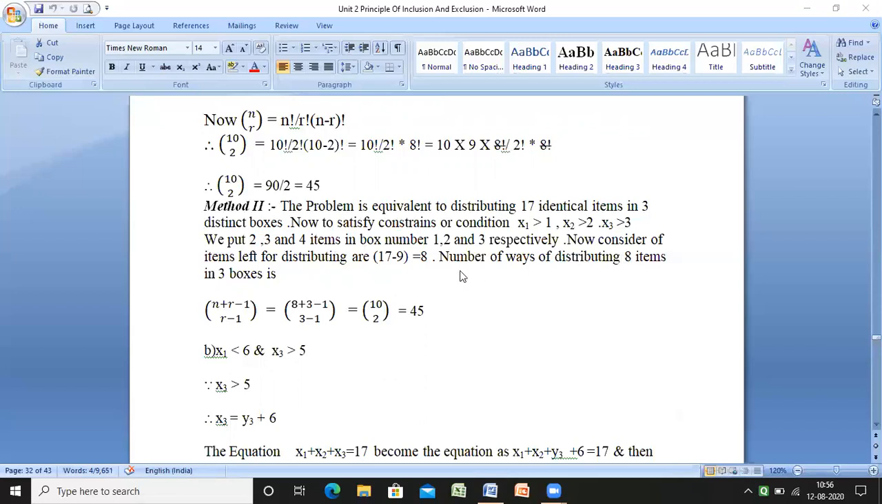And how many atoms are left? Already we distributed 9 items out of 17, so 8 are remaining. To distribute these remaining 8 in the 3 boxes, we have this formula n plus r minus 1, 8 plus 3 minus 1, C 3 minus 1. Similarly, using nCr equal to n factorial by r factorial, n minus r factorial, this can be solved. That means the answer is going to be 45 only.